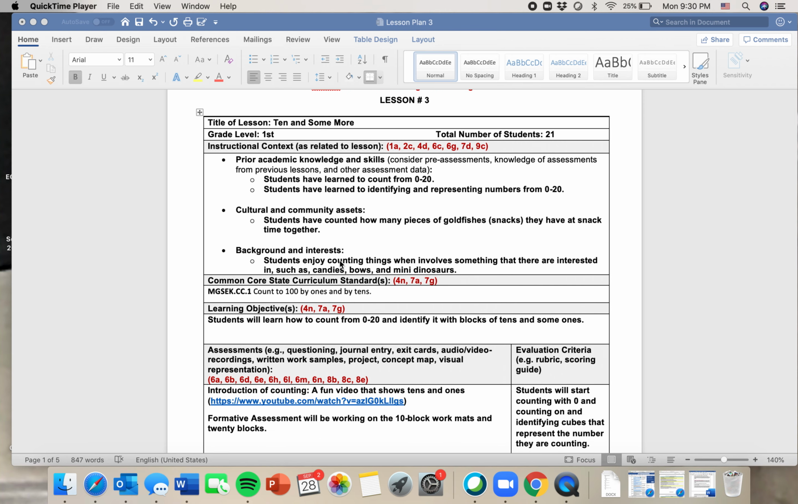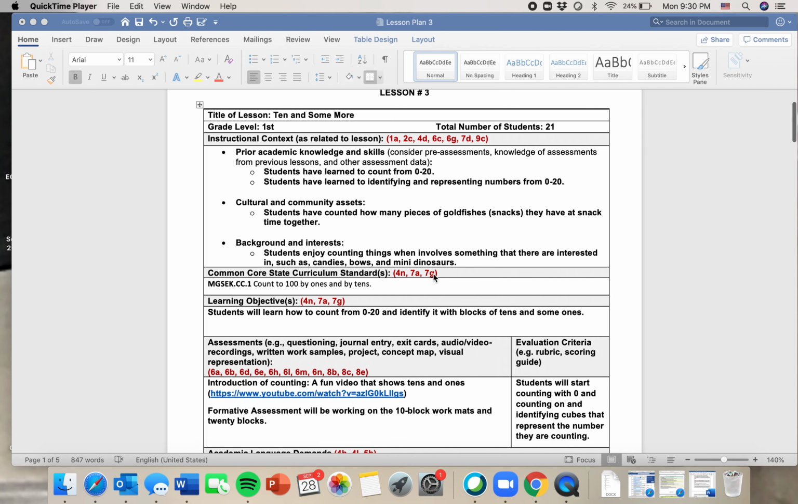interest in their background, we can kind of notice what students are interested in, such as candy, bows, or mini dinosaurs.